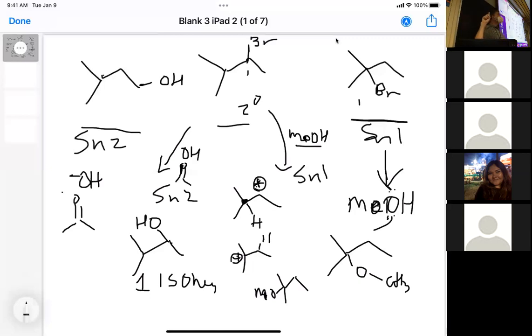But notice it's the exact same product as if we did it with the tertiary alkyl halide. And it's all because of the stability of that carbocation, that 1,2 shift. Okay, do we see how to use the type of alkyl halide, the type of nucleophile, and the type of solvent to decide whether we're going to do SN1 or SN2?